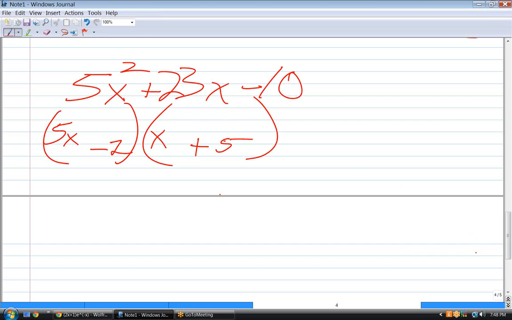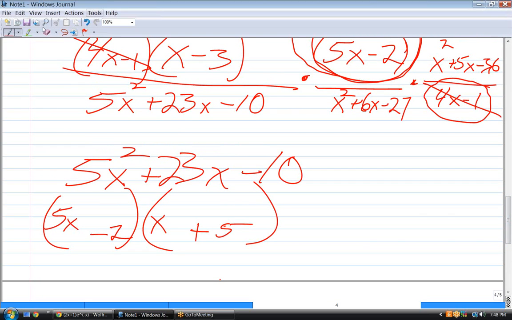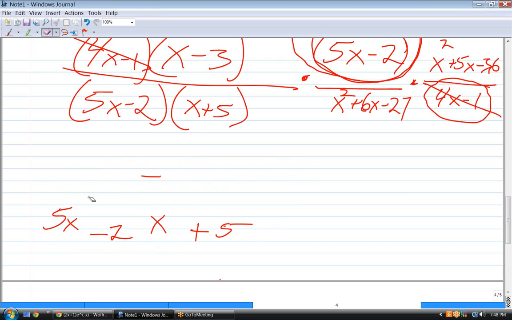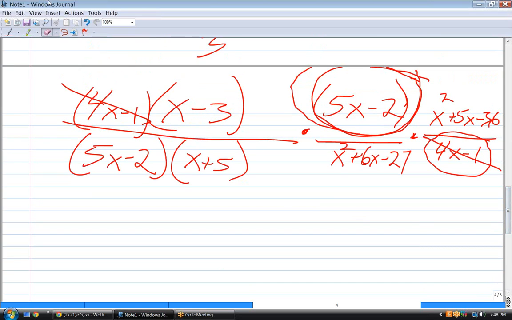Okay, so now I'm going to go back up to our equation and replace this denominator with those 2 factors. 5x minus 2 and x plus 5. And I can see that the 5x plus 2 is going to cancel out with this 5x plus 2. So I'm whittling it down.